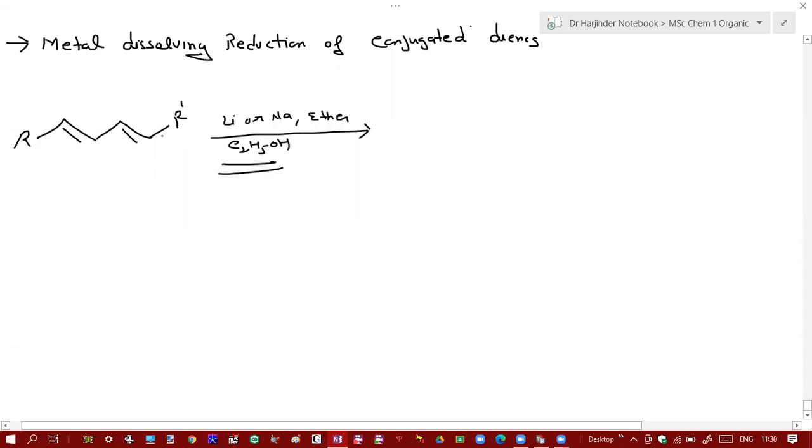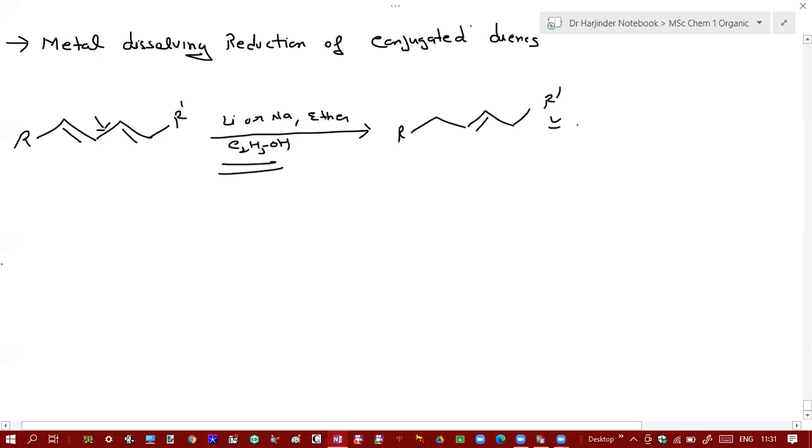When we carry out this kind of reduction, one double bond gets reduced and the position of the double bond is also changed. So your product will be this one, an unsaturated product, and the position of the double bond is now at the carbon-carbon single bond. One double bond is reduced and another double bond is shifted in between this carbon-carbon single bond. So that is your product.